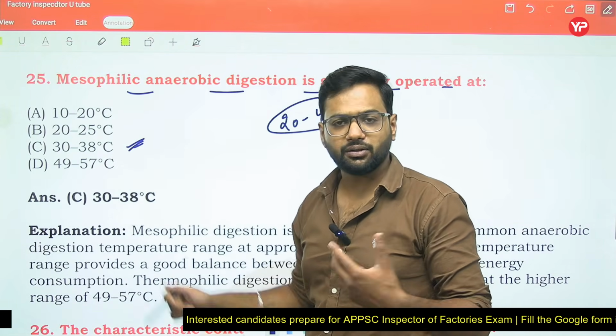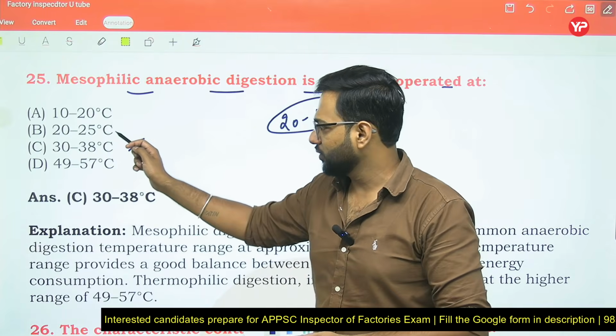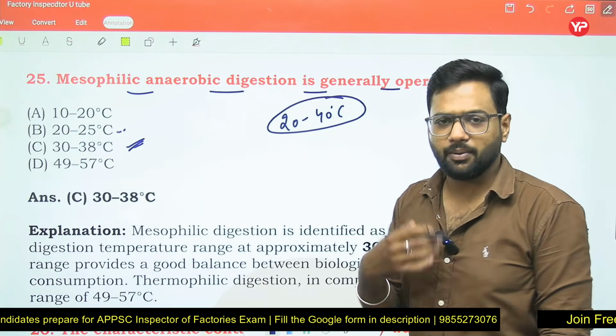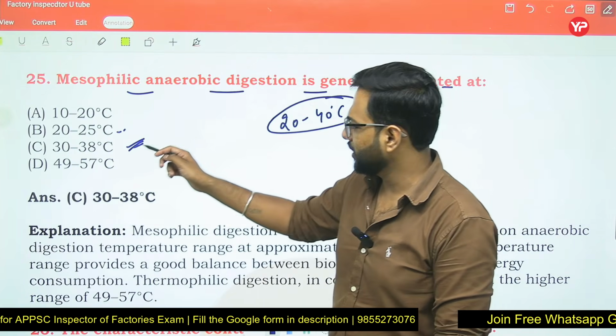That means according to the options, 30 to 38 degrees Celsius. Do not take 20 to 25 because we have to take somewhat higher values. So 20 to 40 degrees Celsius, it may be 25 to 40 degrees Celsius. So that's why we are taking this value.